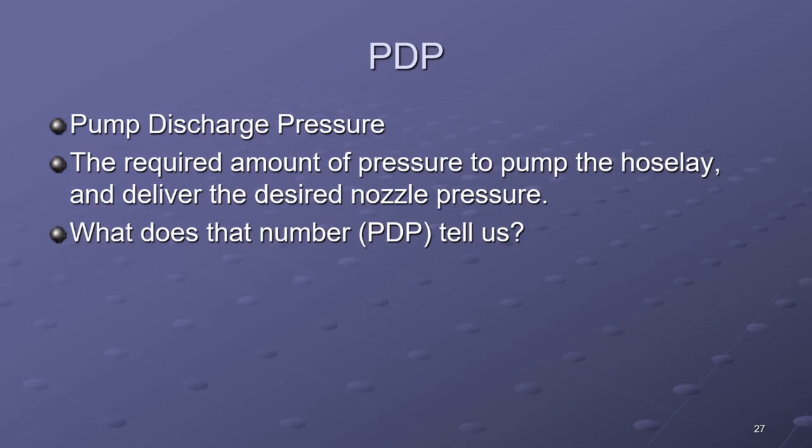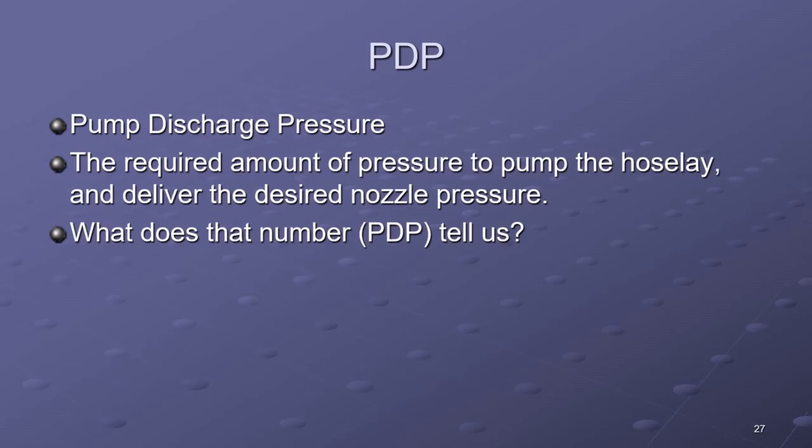All right, so pump discharge pressure, this is what everything adds up to. It's the required amount of pressure to pump the hose lay. That's it. Assuming a nozzle pressure, I need this pump discharge pressure to be able to pump the hose lay, overcome all the friction loss and head pressure, and still get 50 or 100 psi nozzle pressure at the end.